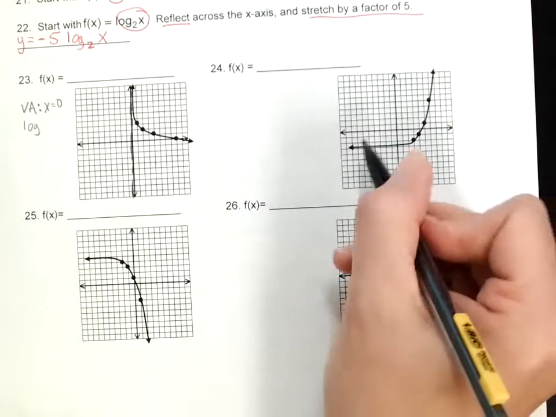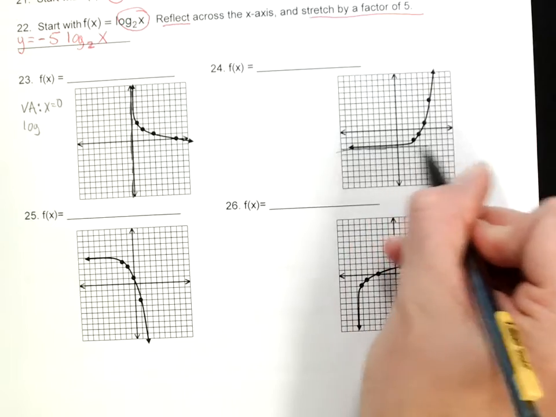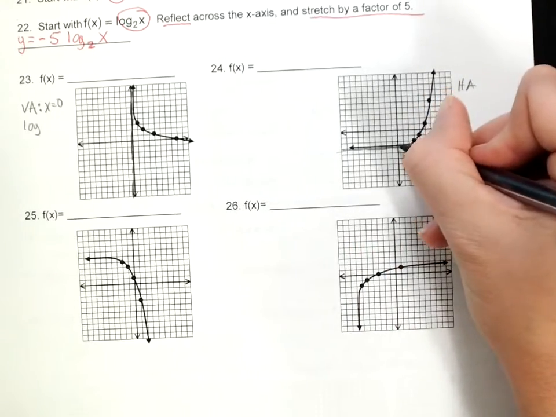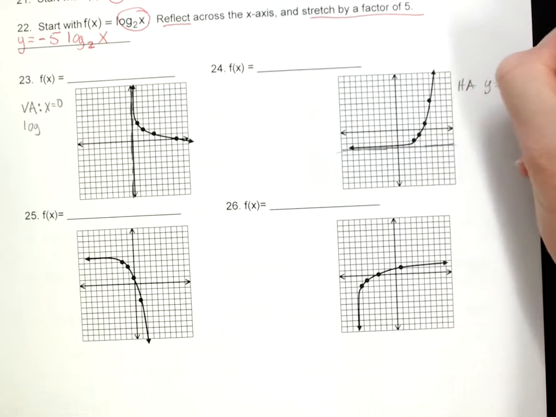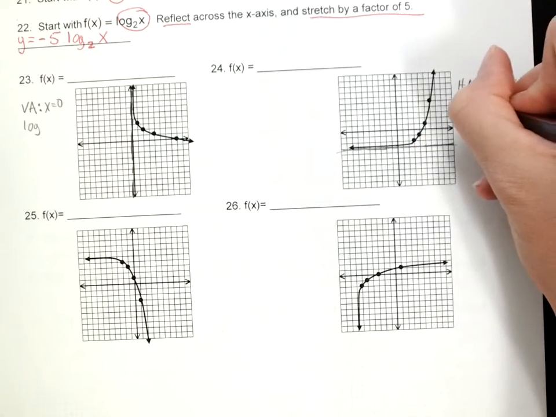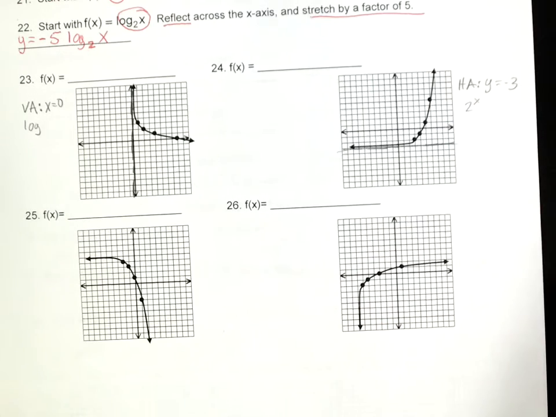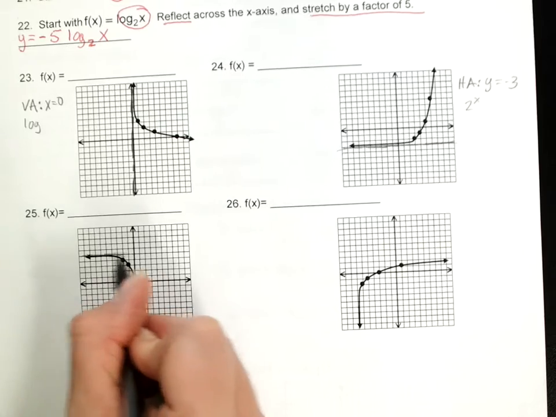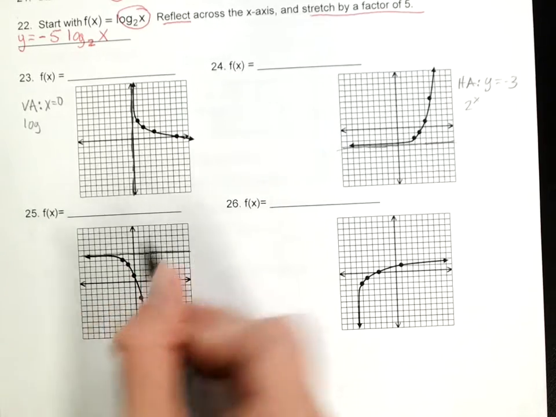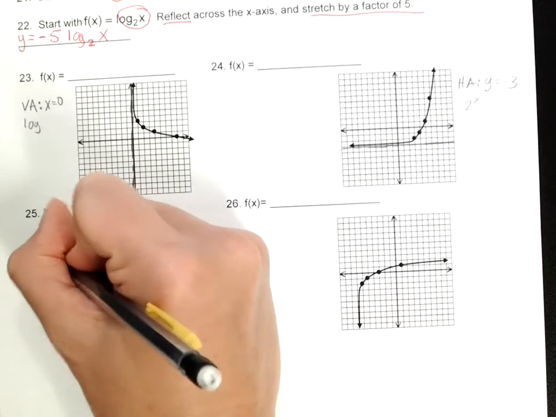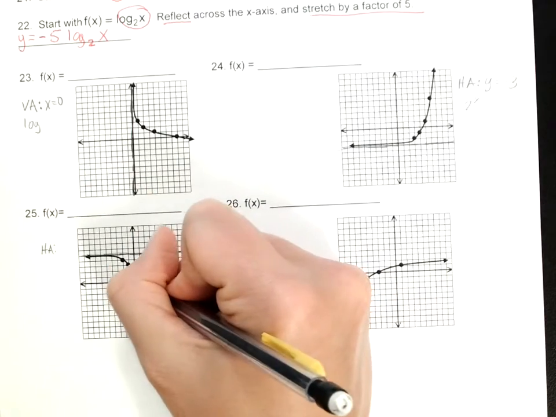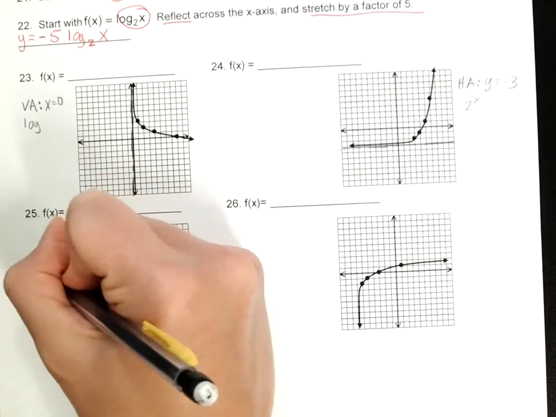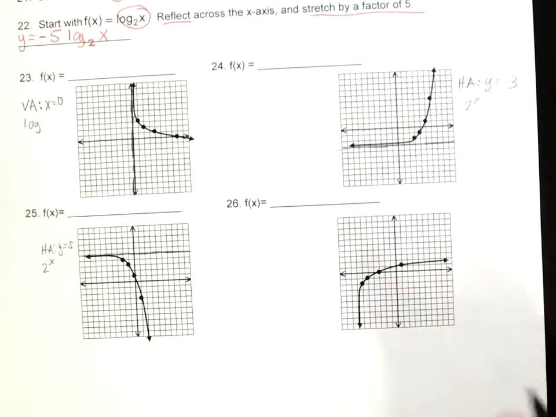Looking at this next one, I have a horizontal asymptote at y equals -3. Tells me I have an exponential. Looking at this one, here's the flat part right here. Horizontal asymptote at y equals 1, 2, 3, 4, 5. Tells me I have an exponential again.